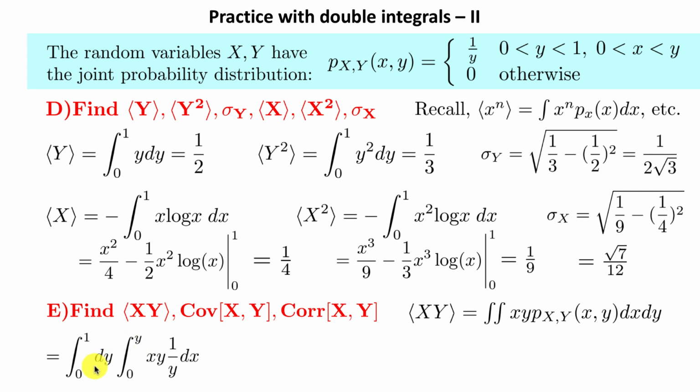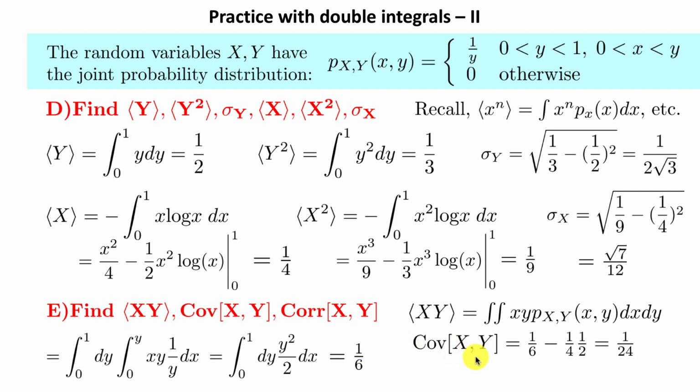X goes from 0 to y, and y goes from 0 to 1. Again and again, I remind you that the outside integral sets how far x can go. So x will go from 0 to y as y itself goes from 0 to 1. Work out the inner integral. This y cancels this y, and the only thing is the integral over x, which between 0 and y gives you y squared over 2. And so we are left only with this integral over y from 0 to 1. That, of course, is 1/6. And so we have the average value of xy equal to 1/6.